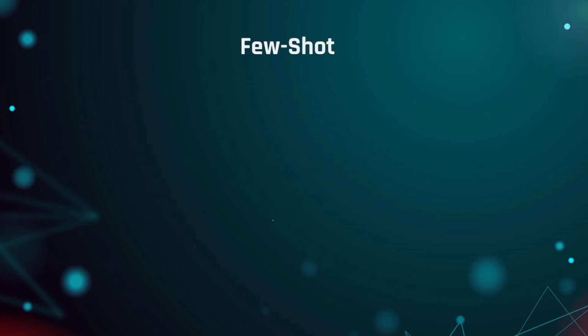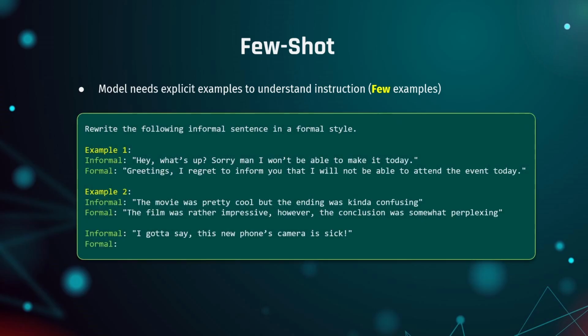So then there is few shot ability, and it's exactly the opposite of zero shot ability. যেখানে the model needs explicit examples to understand instruction, right? So few shot, few examples, okay? And by example, what do I mean is this, okay? So যেমনটা জিরো শট অ্যাবিলিটিতে আমরা দেখে এসেছি, I'm trying to do the same task but with a different model.